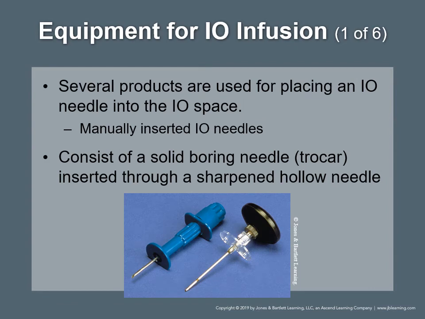Equipment for IO infusion. Several products are used for placing an IO needle into the IO space. Manually inserted IO needles. Fast 1, Easy IO, bone injection gun, BIG, and new intraosseous NIO device.